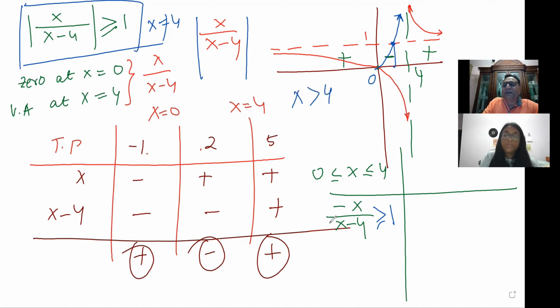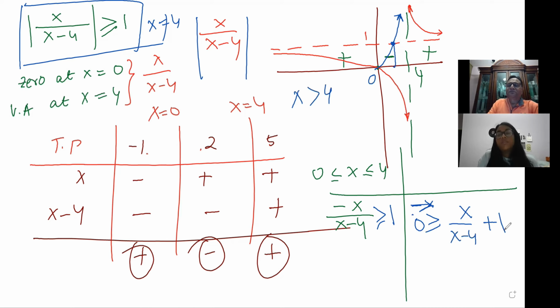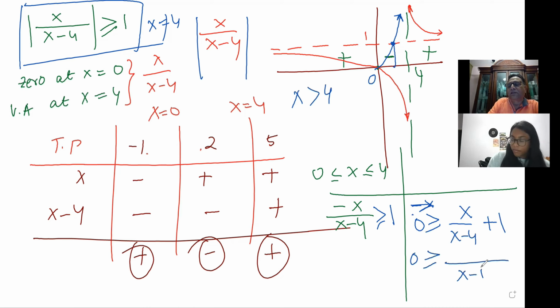So we'll bring 1 to this side and then we'll solve. So I'm now using this space. We have minus x over x minus 4, rather we'll bring that to the other side. So I'll say 0 is greater than or equal to x over x minus 4 plus 1. Is this clear? We'll solve this. 0 is greater than or equal to x minus 4 in the denominator, x plus x minus 4, correct?